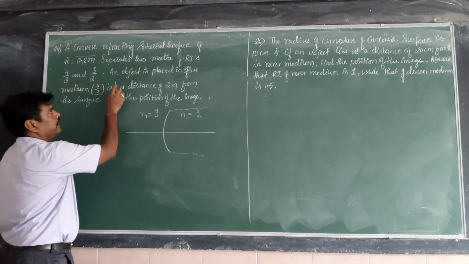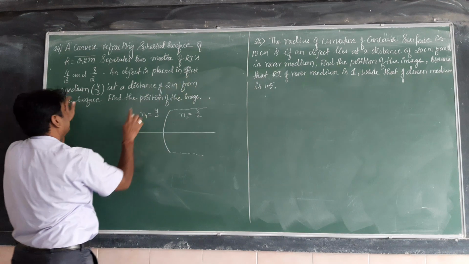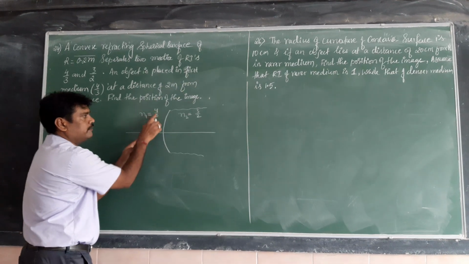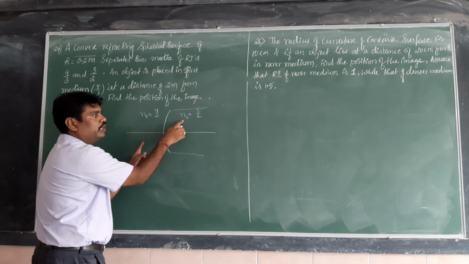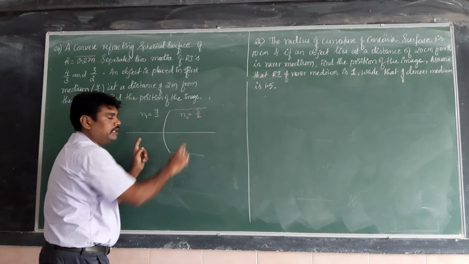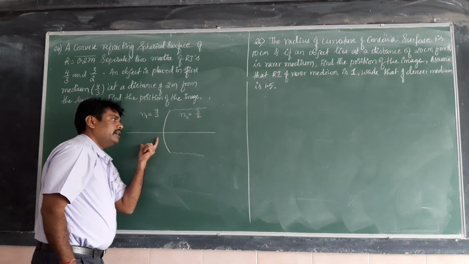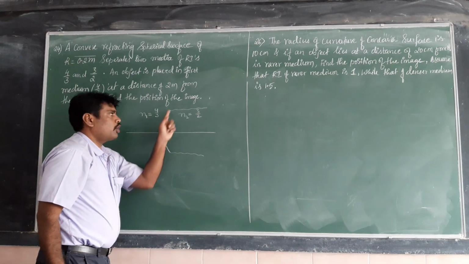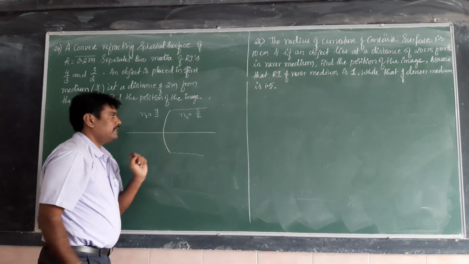So that is very important. An object is placed in the first medium. This is the first medium, N1 is 4 by 3, and N2 is 3 by 2. Here it is the rarer medium compared to this one. That's why it is said to be a convex refracting surface.